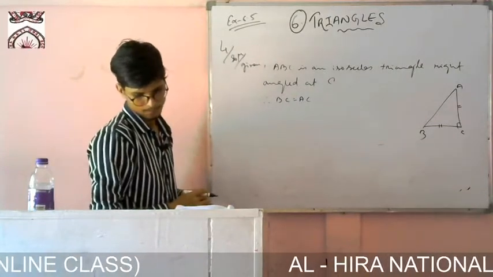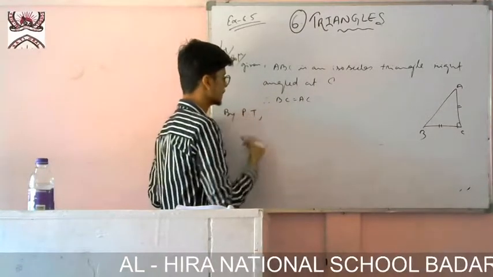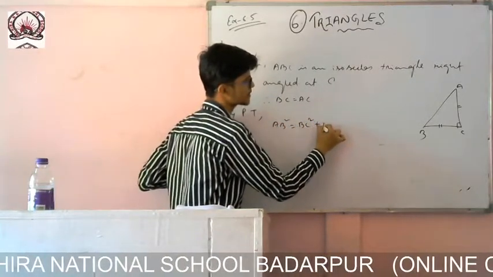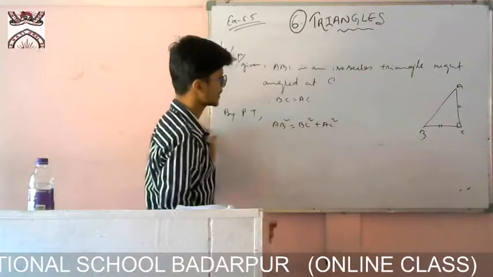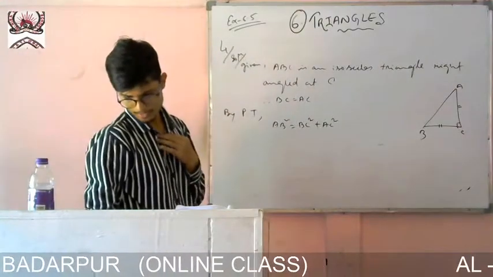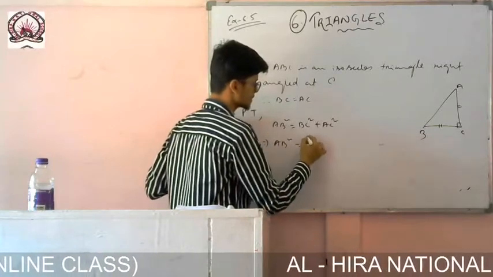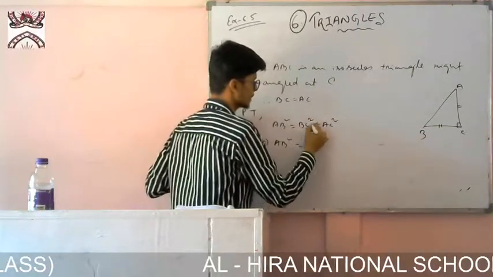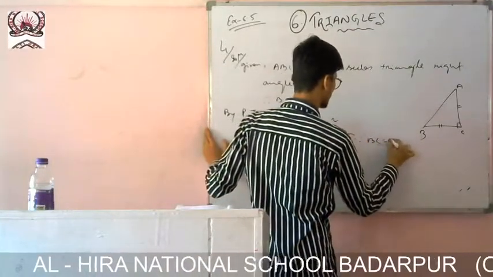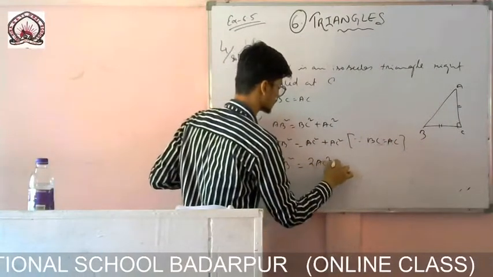So now in a right triangle, what can I do? I can use Pythagoras theorem. By Pythagoras theorem, I can write AB square is equal to BC square plus AC square, the sum of the other two sides. So BC and AC are same. What do I have to prove? I have to prove that AB square is equal to twice AC square. So in place of BC I can write AC square plus AC square, since BC is equal to AC. So AB square is equal to twice AC square. Finished.